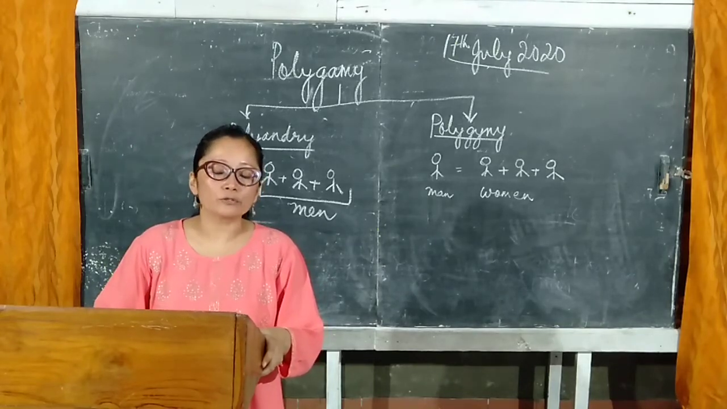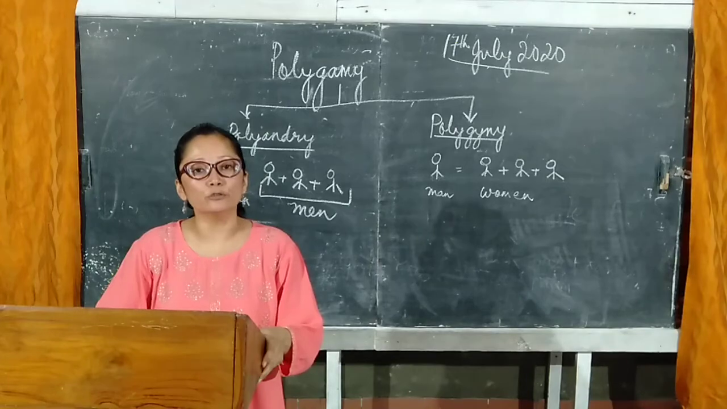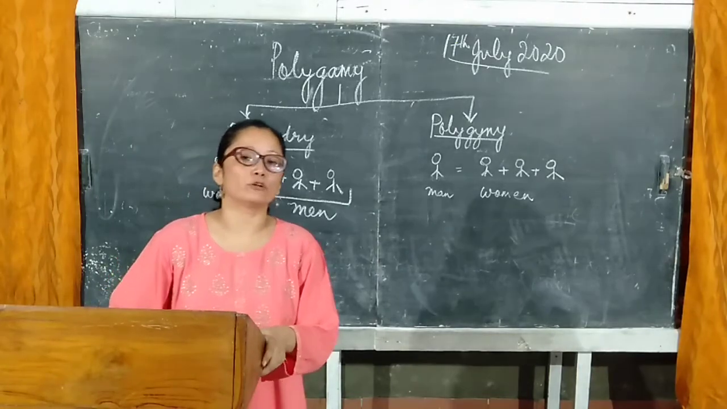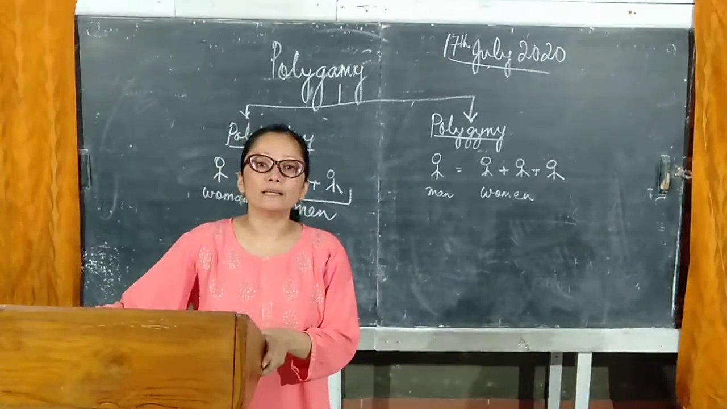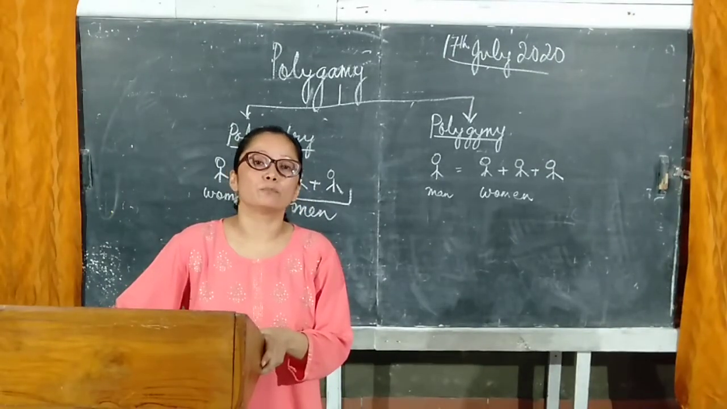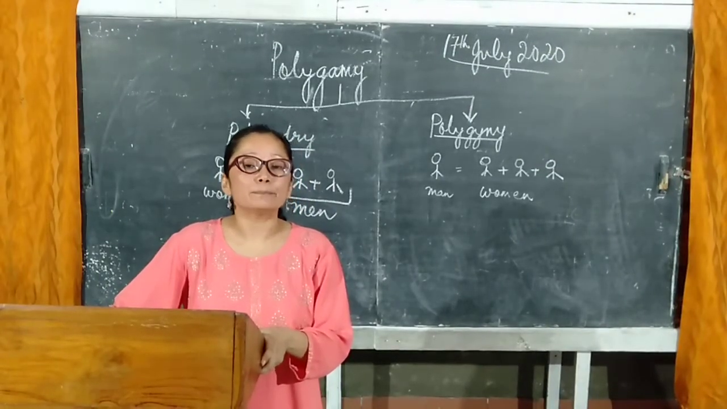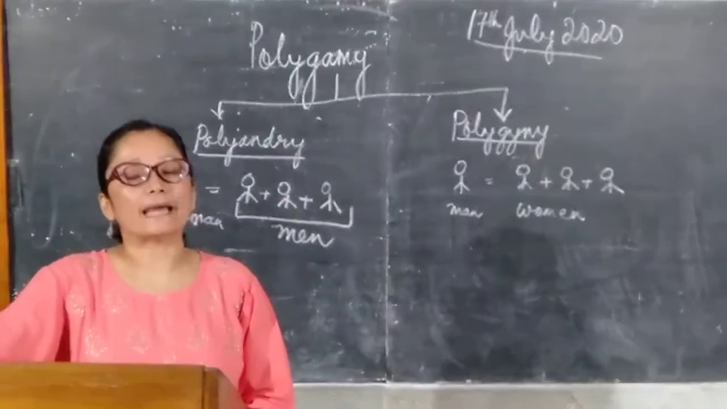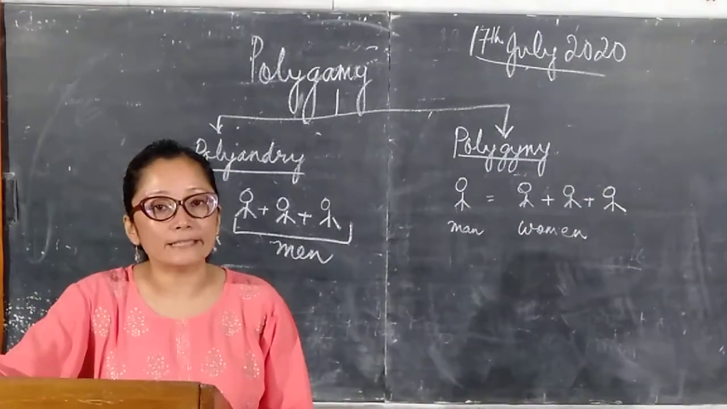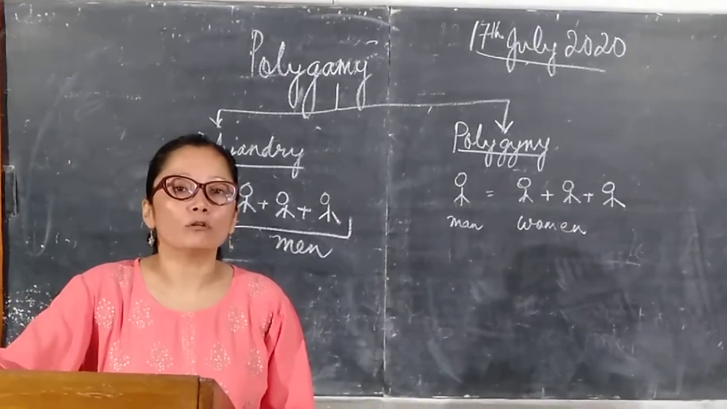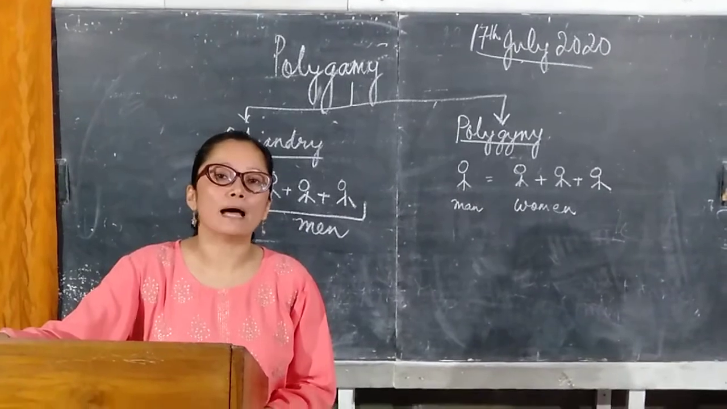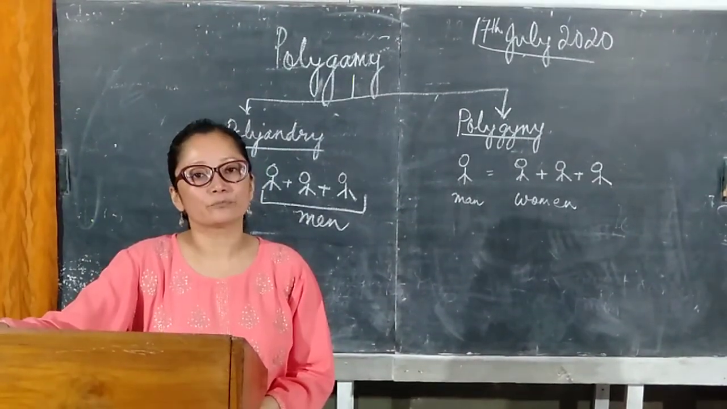Today you are going to learn something very new, and as you can see on the board, I have already written. Today we will study polygamy and its types, as you can see here, polyandry and polygyny, and I am also going to explain each of these marriages in detail.